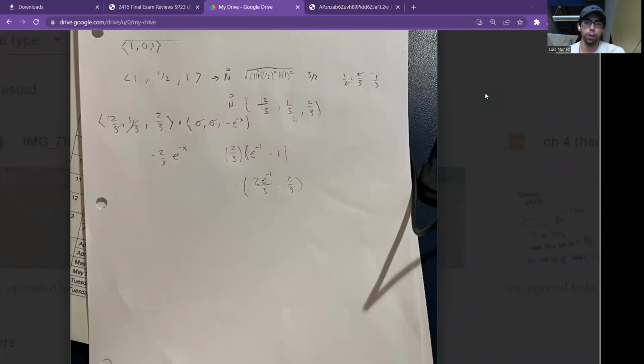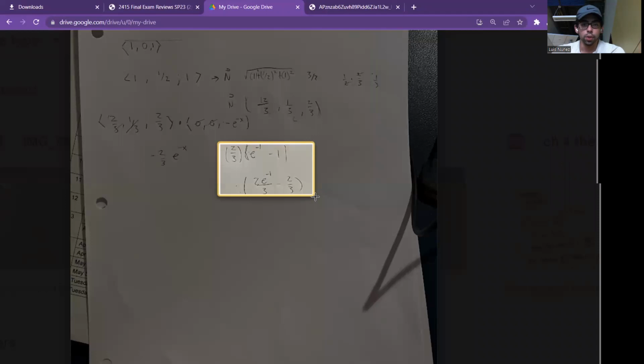Finishing off, I incorporated the normal vector inside after all the distributions. Next, 2 e to the negative 1 divided by 3 minus 2 divided by 3 will end up giving us our answer, because this would be my final set, and this would be the final set distribution.